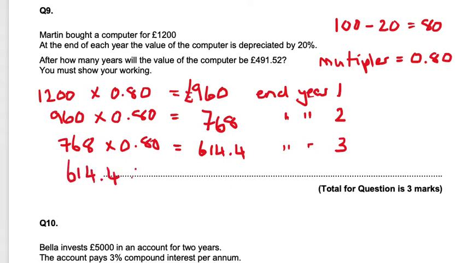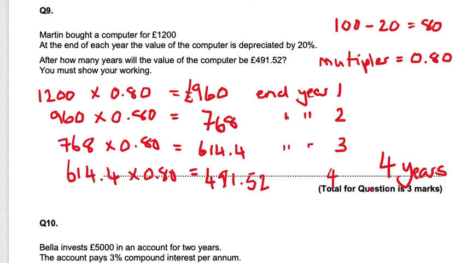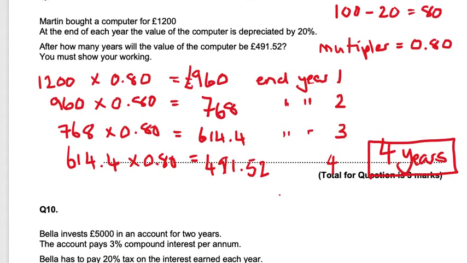614.4. Make sure you keep the 0.4 in there, it's important. Which gives us 491.52, and beautifully they've left it as the exact number here, which means at the end of 4 years. So it's 4 years. After how many years? You need to write, for your communication mark, you need to write 4 years in order to get the third mark.